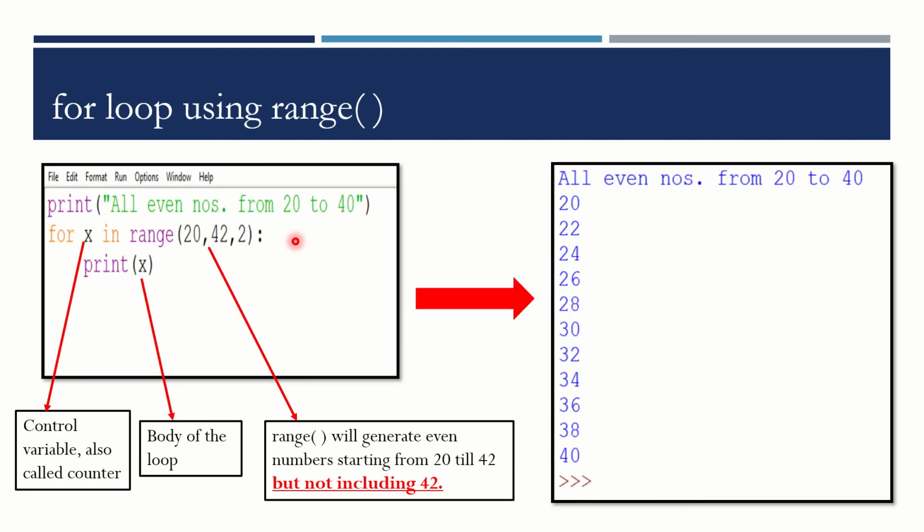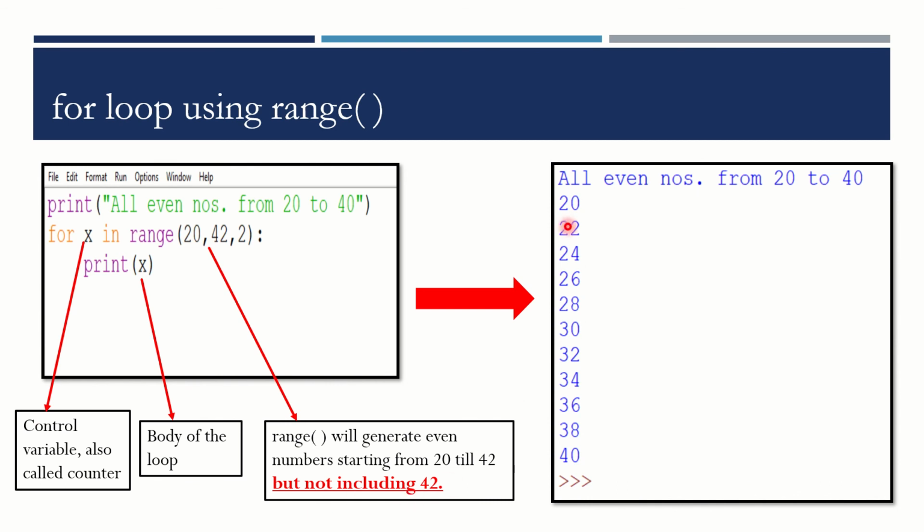Let us see another example where I want to display all the even numbers from 20 to 40. So I have given for x in range 20, 42, because I don't want to include 42, and the increment value is 2, and I am printing the value of x. So x becomes my control variable or counter. Print x forms the body of the loop.